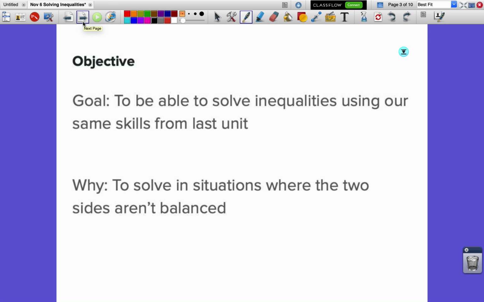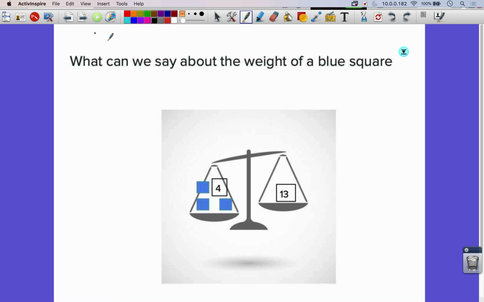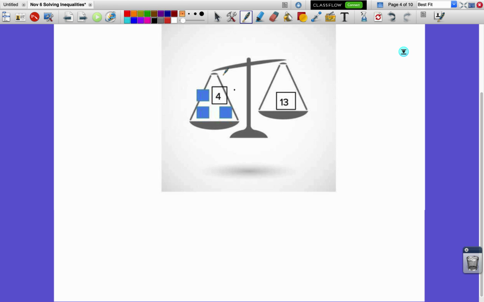So our goal for today is to be able to solve inequalities using the same skills from last unit. And why are we doing this? To solve in situations where the two sides aren't balanced. Here we've got another inequality. Now this time the left side is weighed down more. We're going to try to figure out the weight of a blue square.